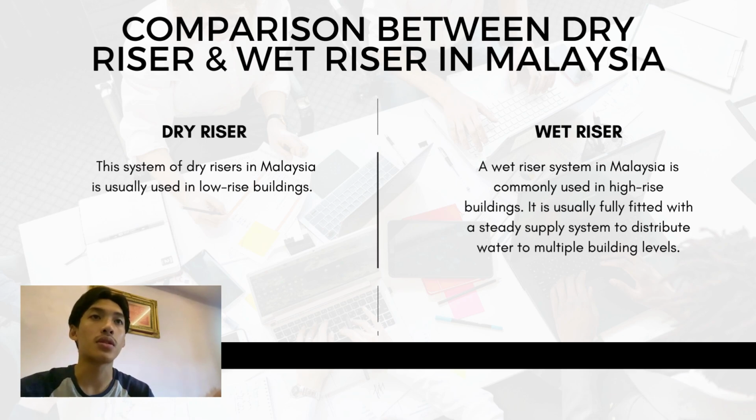Comparison between dry riser and wet riser in Malaysia. The dry riser system in Malaysia is usually used in low-rise buildings. A wet riser system in Malaysia is commonly used in high-rise buildings. It is usually fully fitted with a steady supply system to distribute water to multiple building levels.